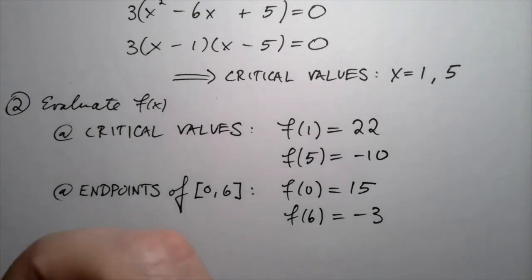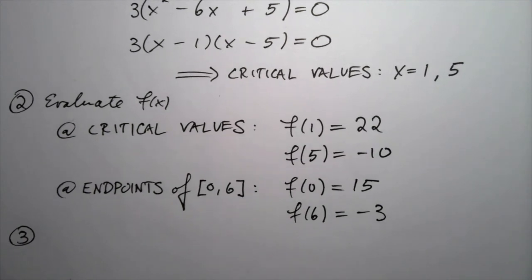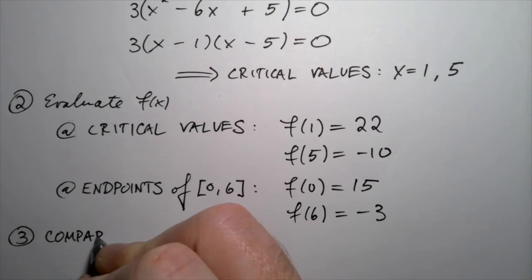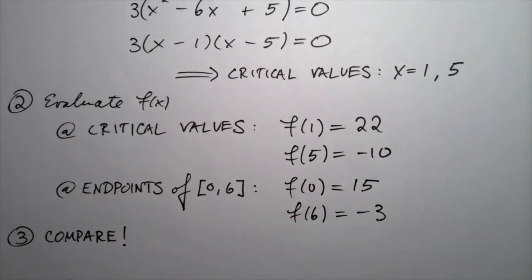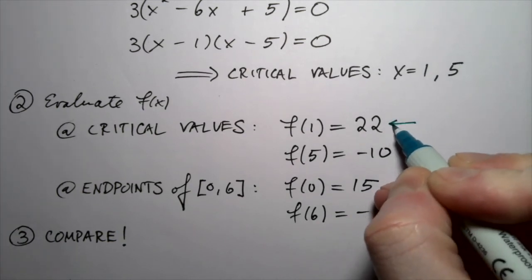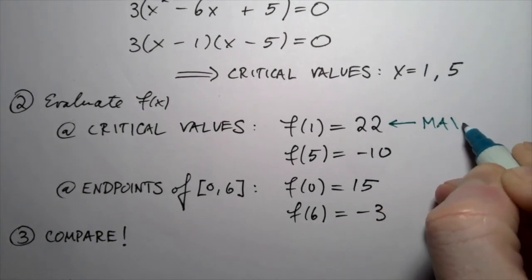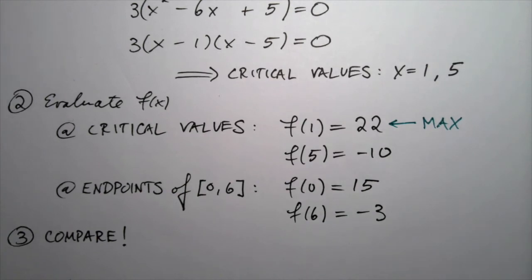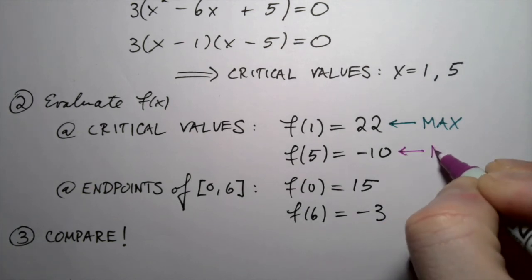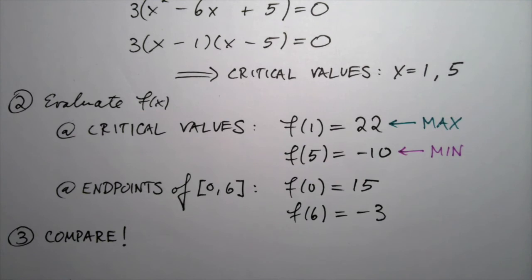Now there's one final step to discover the overall maximum and minimum, and that is to compare. We look at these outputs and we say, hey, which is biggest, which is smallest? Well, the biggest value on this list is 22. That's the largest output that I see there, and so that's going to be the maximum. It's the biggest number on this list. What's the smallest value on this list? That's -10. So that'll be the minimum.